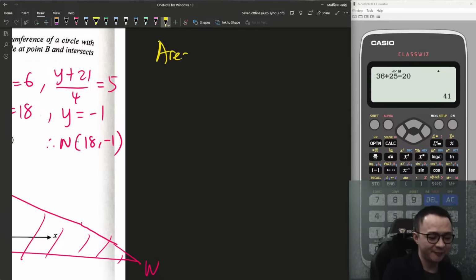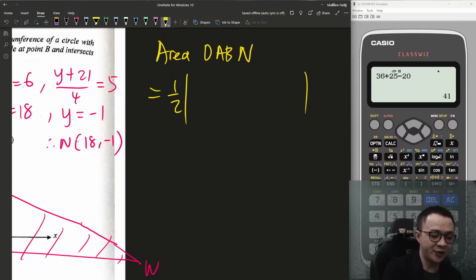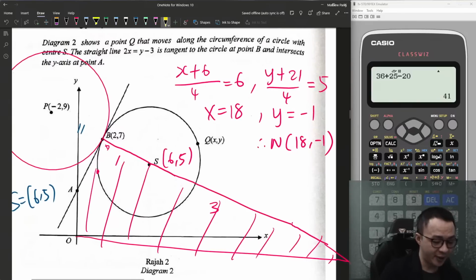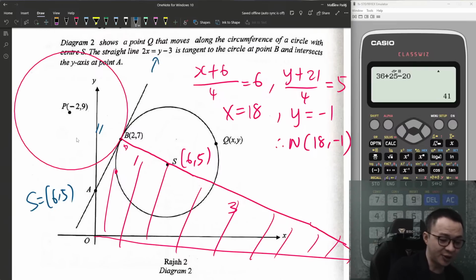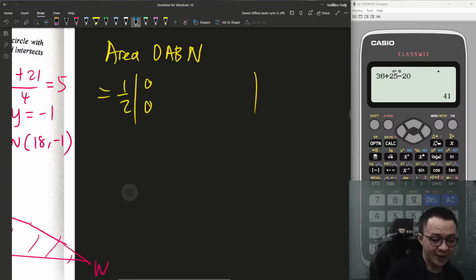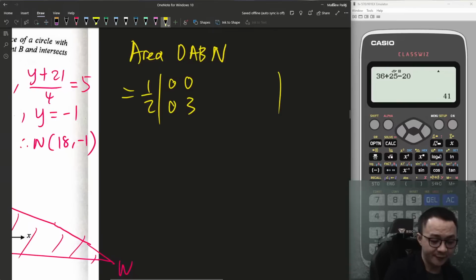So for the area of OABN, we use the half and modulus formula, right? O is (0, 0). Coordinate A, oh my god, what is coordinate A again? Coordinate A is when x is 0, y equals 3. You need to substitute 0 into this equation, then you get A when x equals 0, y equals 3. So A is (0, 3). B you will get (2, 7). N you will get (18, -1).